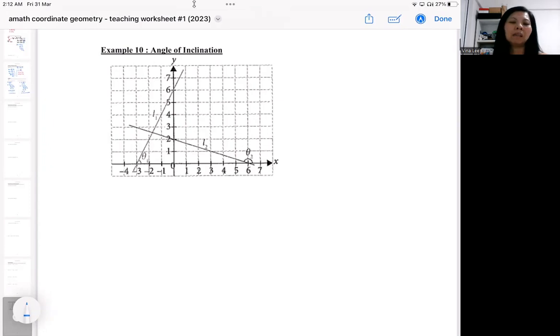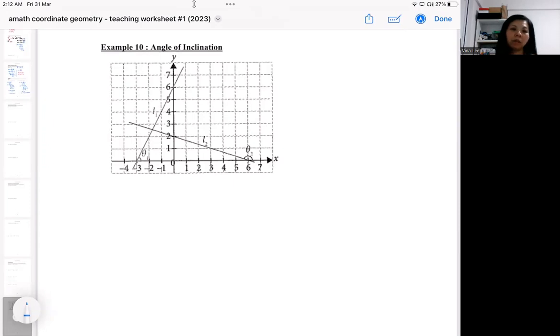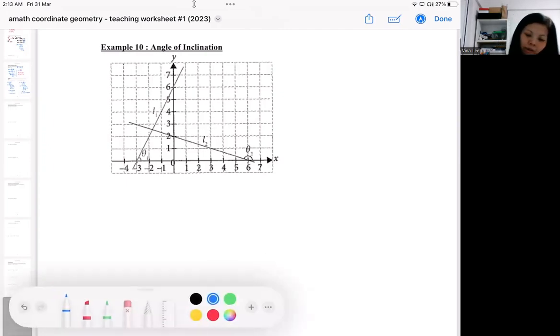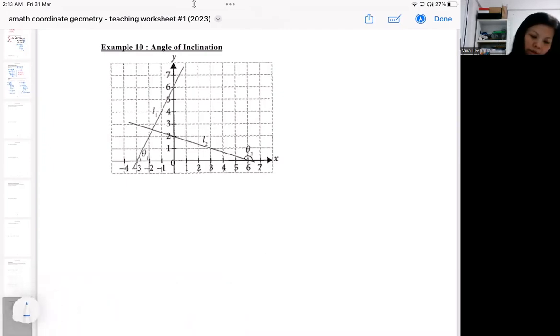So maybe it seems a bit difficult. Okay, so I try to simplify as best as I can. When you actually learn more trigo, it will be easier. I'm going to show you the idea. I have this line L1 here. Okay, so you can see this is L1.